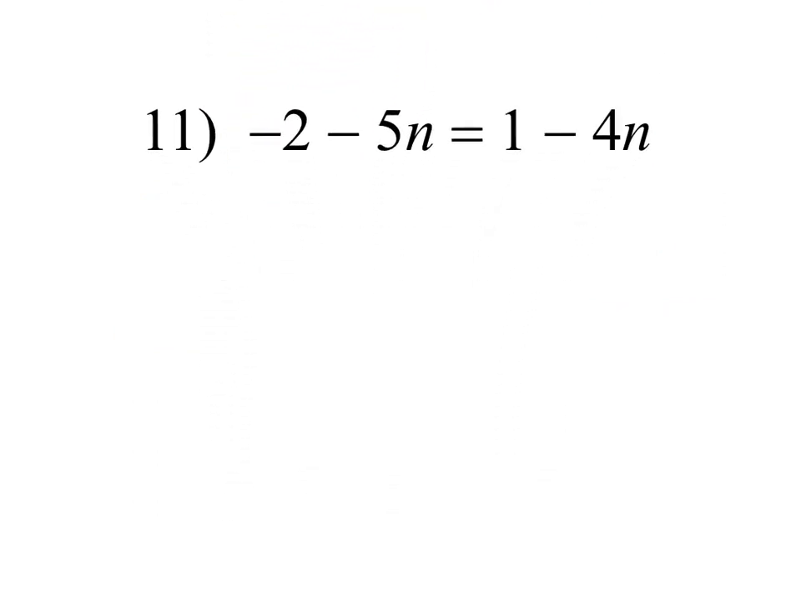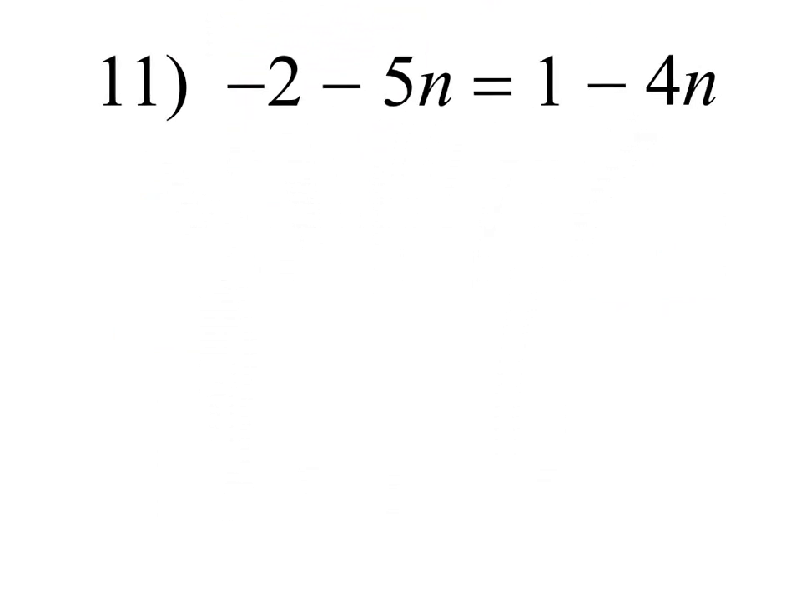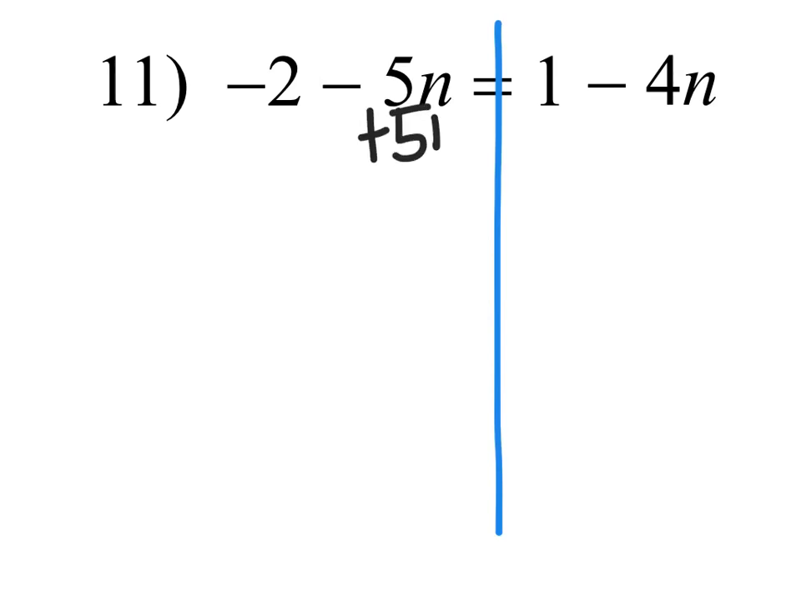Number 11. Another multi-step. Draw the line going down the middle. Between negative 5n and negative 4n, the negative 5 is smaller, so I'm going to add 5n to both sides. The 5n's will cancel out and go to 0.